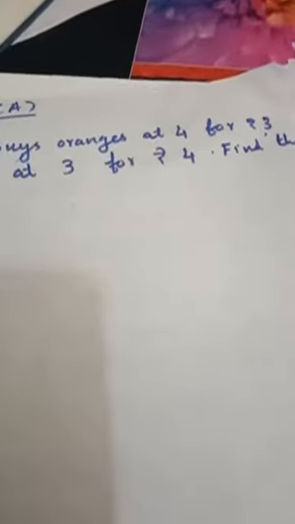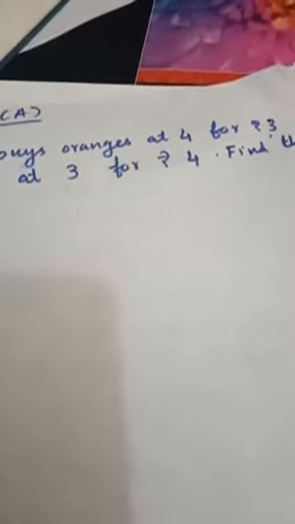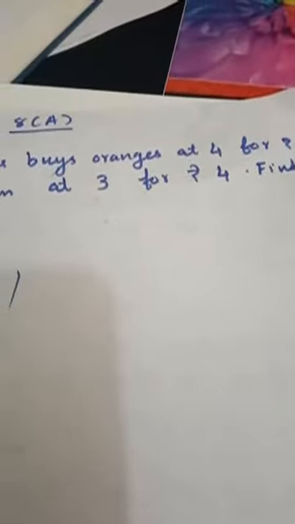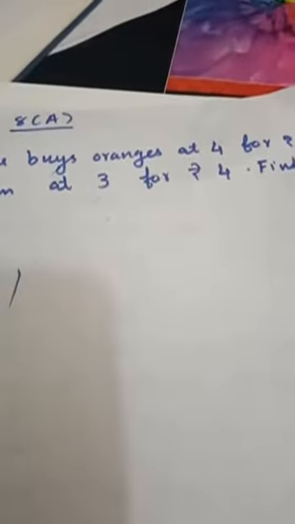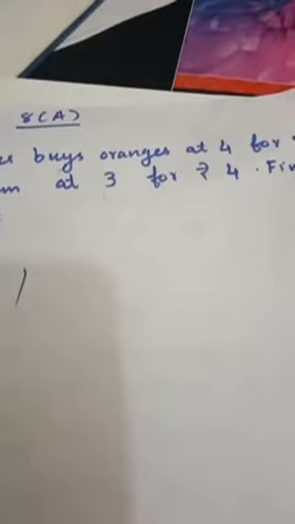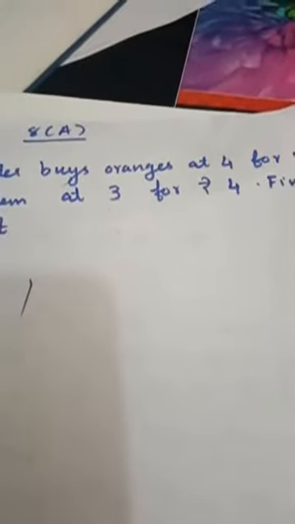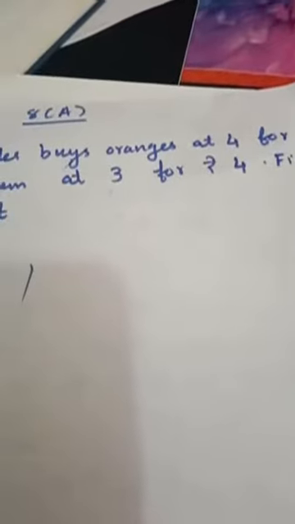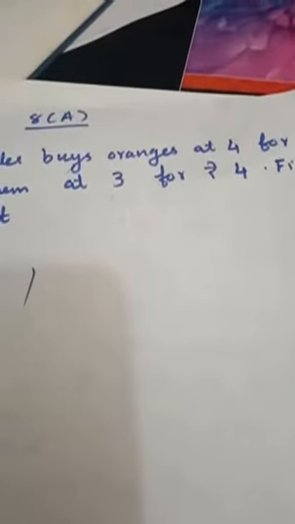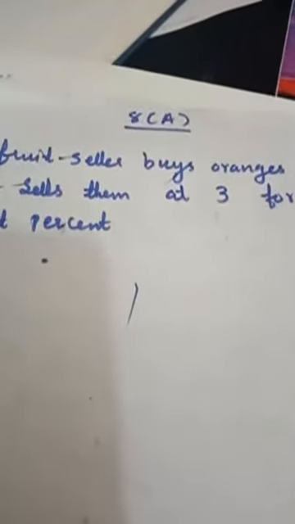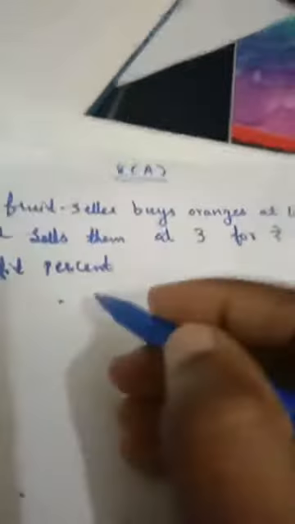One is 4 rupees, the other is 3 rupees, but the number of items is not the same. The number of items are different. He bought 4 oranges and sold 3 oranges. He bought 4 oranges for 3 rupees, and sold 3 oranges for 4 rupees. Then how to find it? In this case, we first want to find 1 orange's cost.